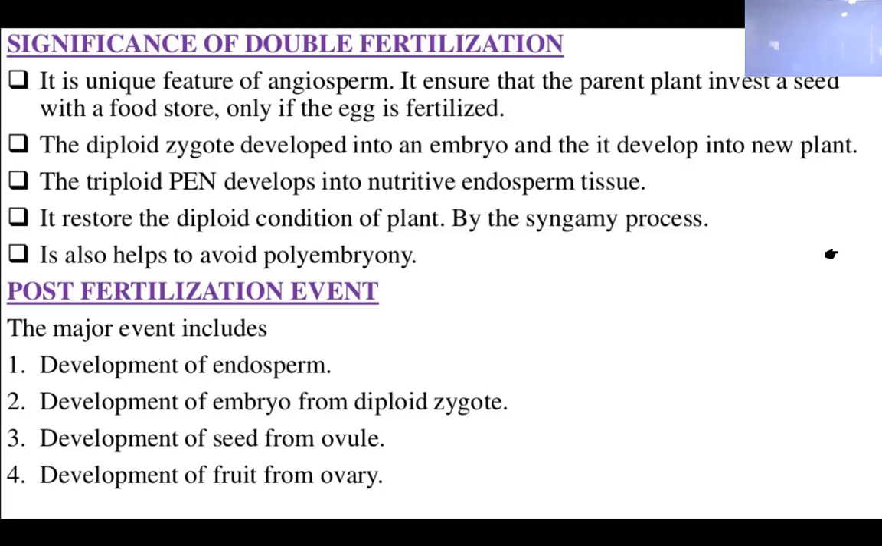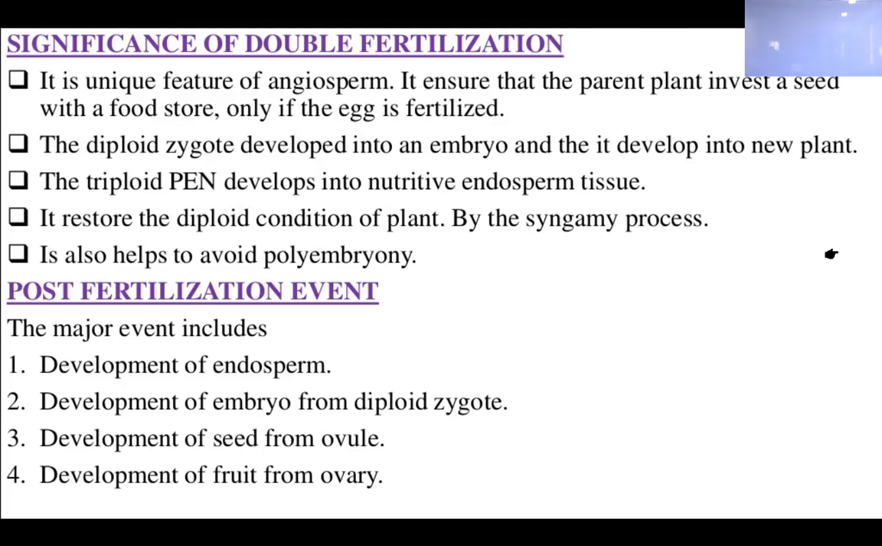What are post-fertilization events? This was fertilization. We have talked about pre-fertilization events, then fertilization events, that means double fertilization and everything we have studied. Now we have to discuss post-fertilization events. That means what is the future? You know that a flower develops into fruit and ovules into seeds. So we are going to talk about that now.